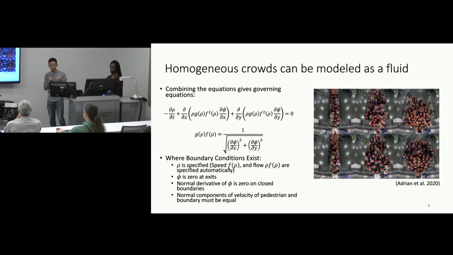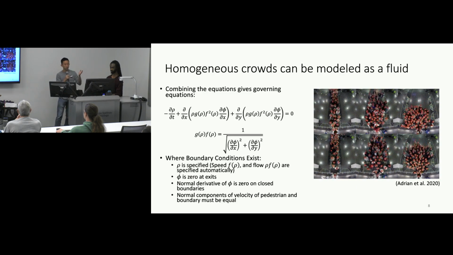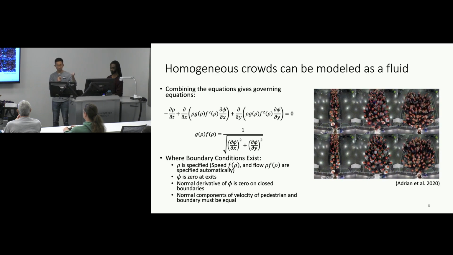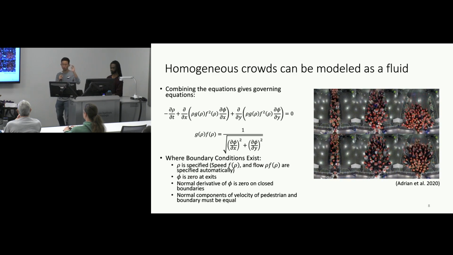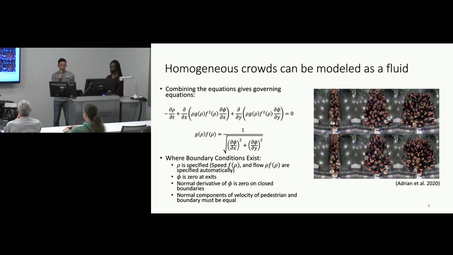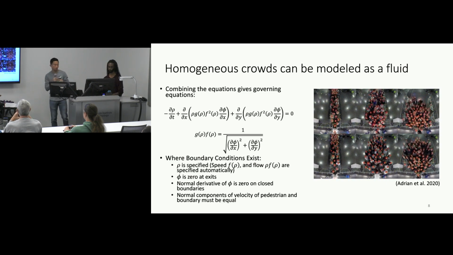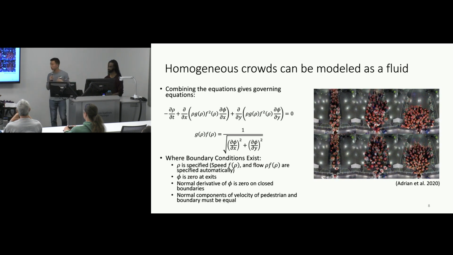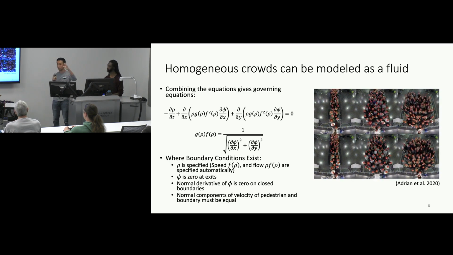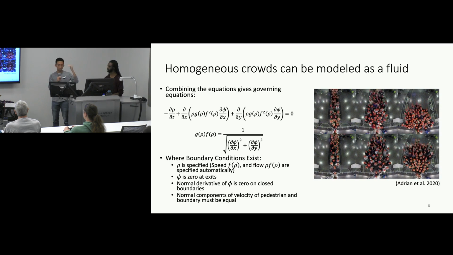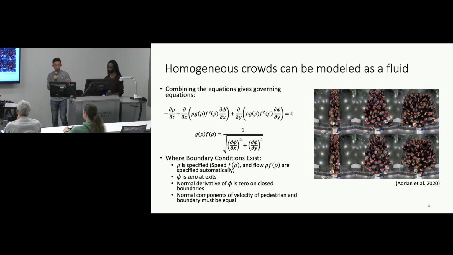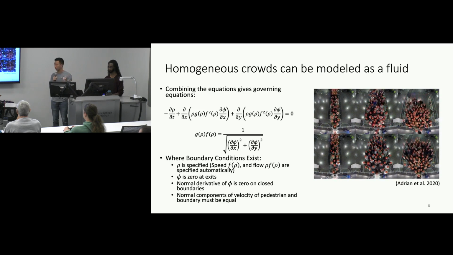pedestrians in a crowd. So the Navier-Stokes equation is given on the top, where it's a function of momentum, or a Navier-Stokes momentum equation, which is a function of the x and y velocities and the density. There are boundary conditions such that the density is specified, which in turn specifies speed and flow. There is a potential of 0 at the exit, so you're trying to get to that potential, where it's decreasing as you get closer to the exits.